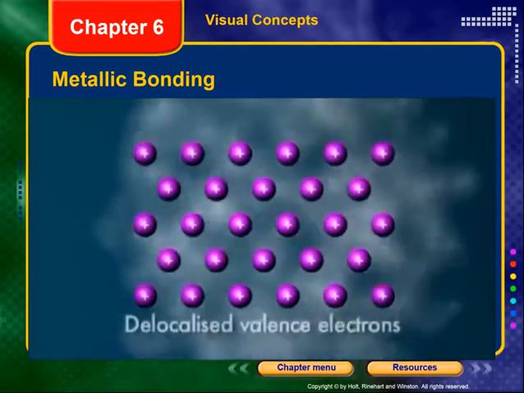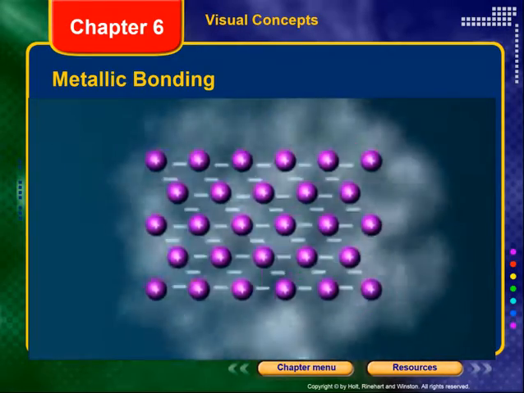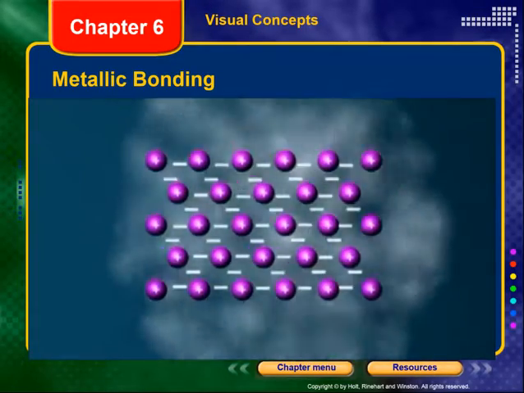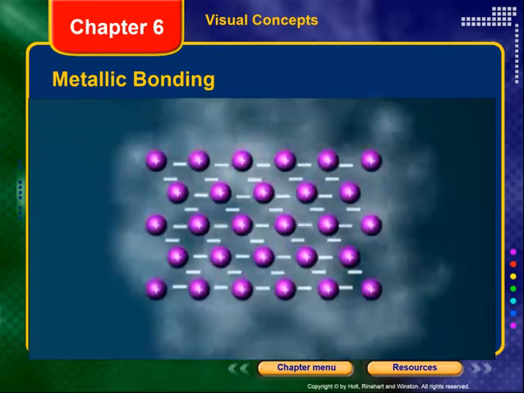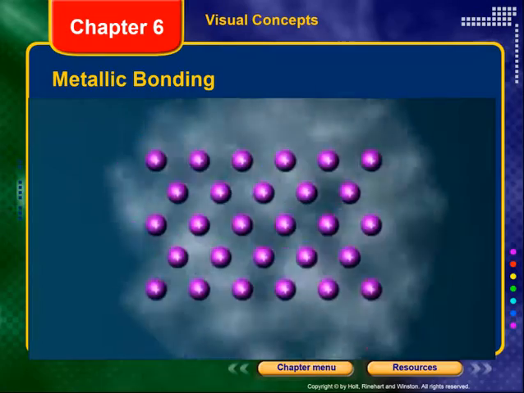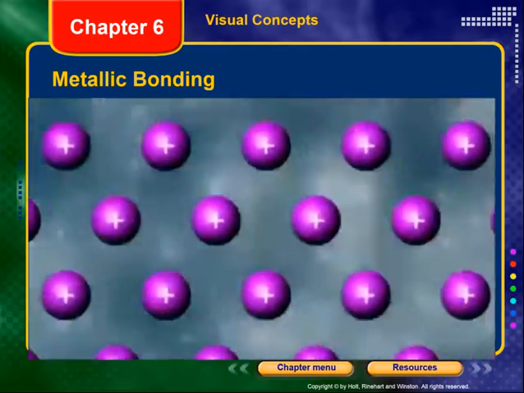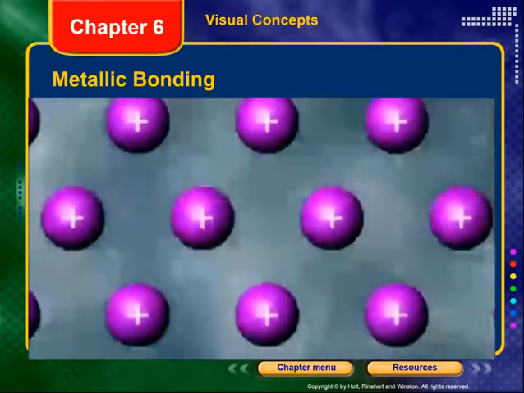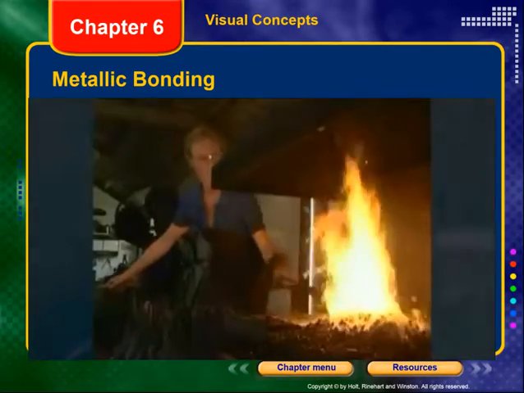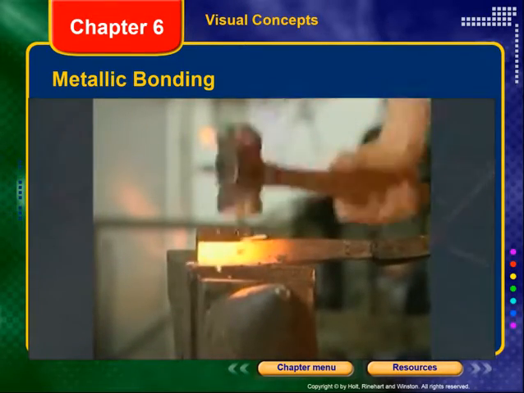A sea of delocalized valence electrons surrounds the crystal lattice of the cations. The structure is held together by the strong electrostatic force between the sea of valence electrons and the metal cations. This is called metallic bonding. The electrons are constantly on the move, so the bonding acts in all directions. Metallic bonding is powerful enough to overcome the force of repulsion between the closely packed cations. The high melting points of most metals indicates the strength of the metallic bond.